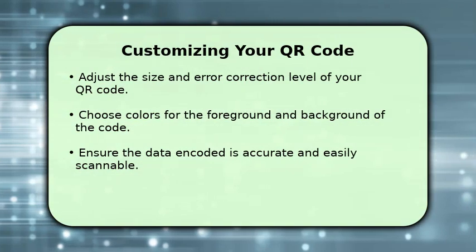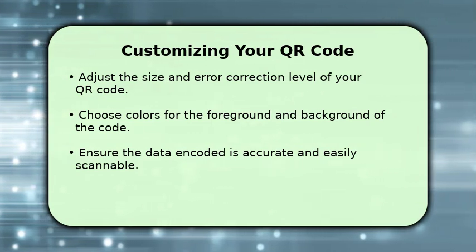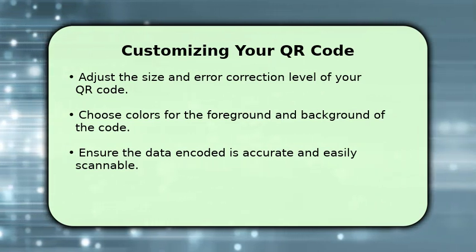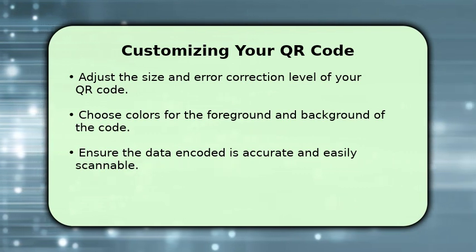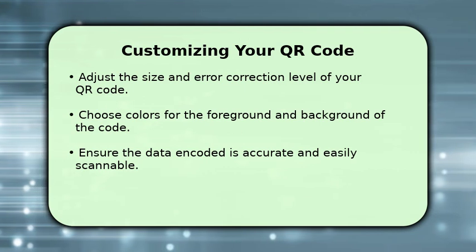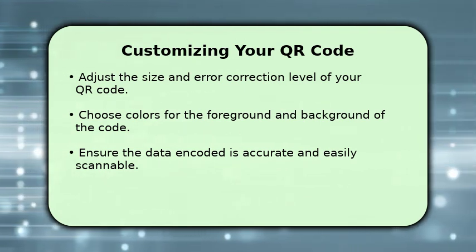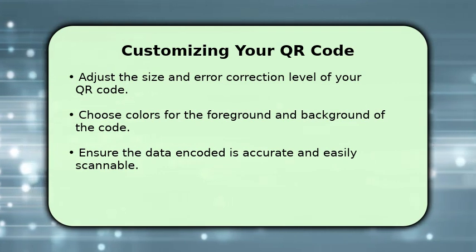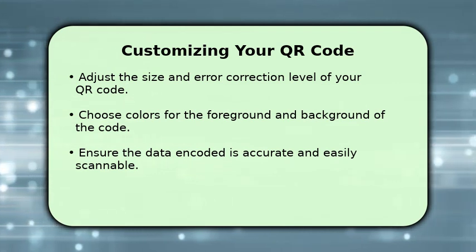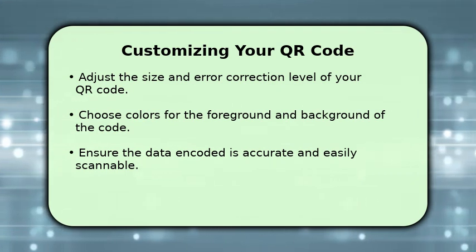Once you've chosen your generation method, you can often customize your QR code. Most tools let you adjust the size, making it larger or smaller to fit your layout. You can also change the colors, perhaps to match your brand, and set the error correction level. A higher error correction level means the code is more robust against damage, but it might also be slightly larger. Always test your QR code after creation.